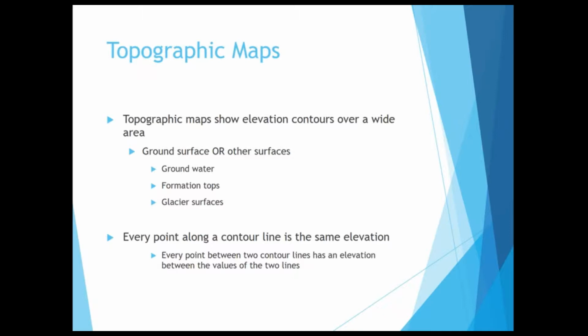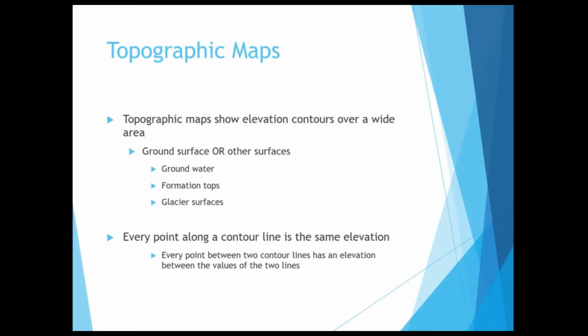If the steps are at a 1 foot interval because each step is 1 foot high, then everywhere along the first step is 1 foot above the ground. Everywhere along the second step is 2 feet above the ground. Everywhere along the third step is 3 feet above the ground, and so forth.